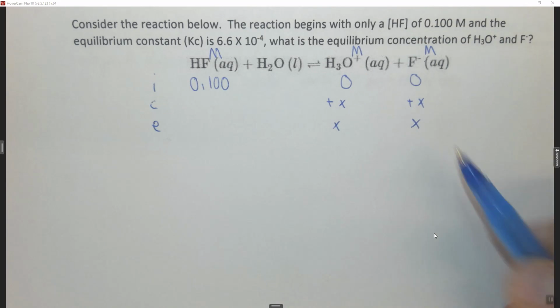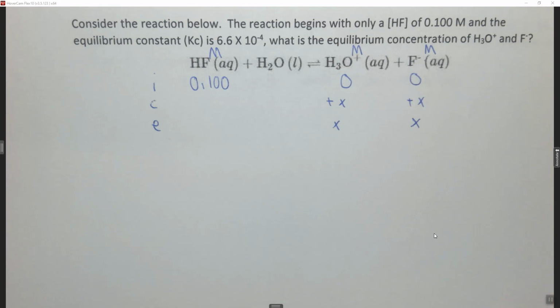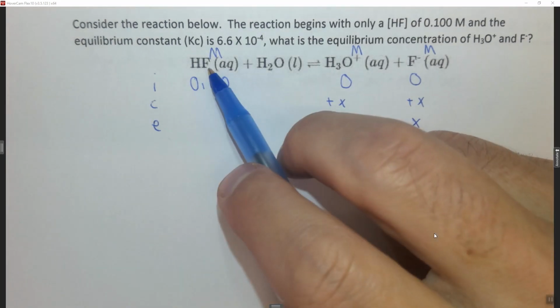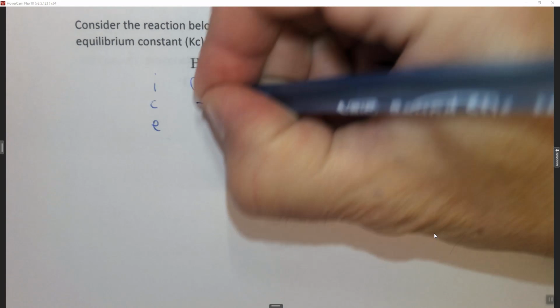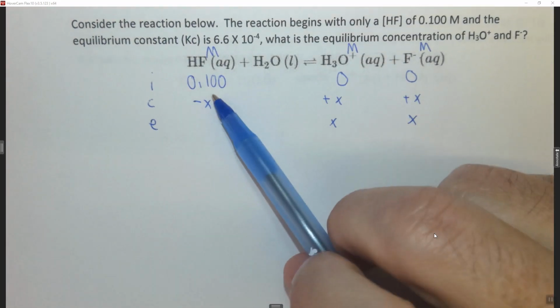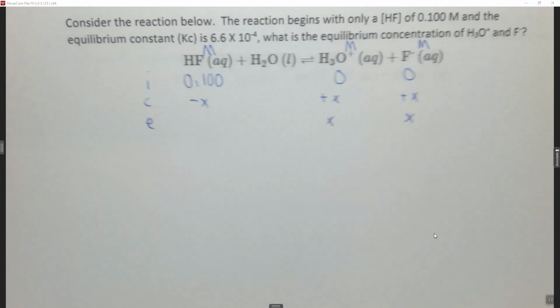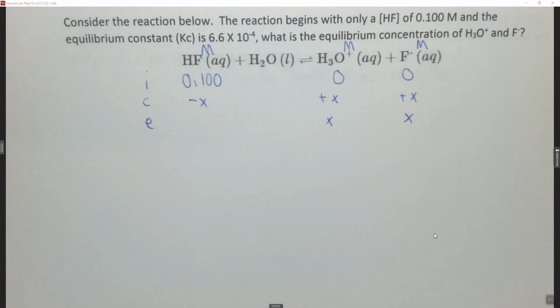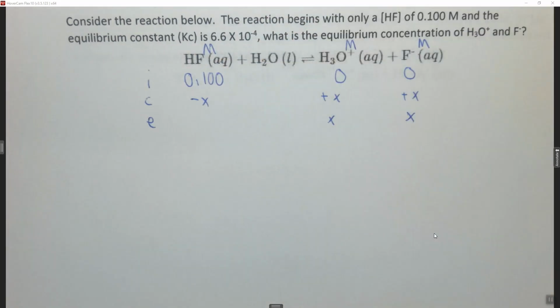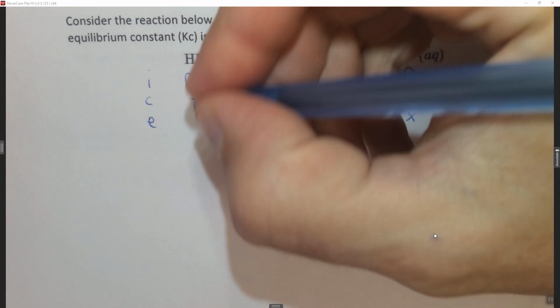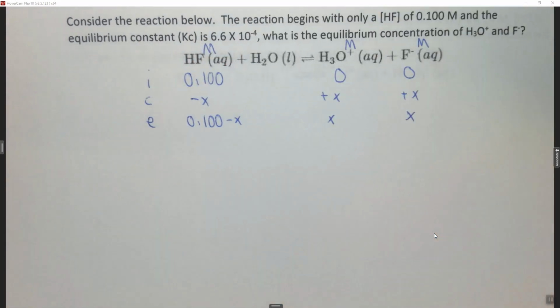We don't know what the concentrations are, so we're going to use x as kind of a placeholder. In this case, we're going to lose x amount of this, because x amount of this is going to form x of this and x of this. And as I said in the previous question, because we're in constant volume, you can subtract and add molarities. So at equilibrium, we're going to have 0.100 minus x.